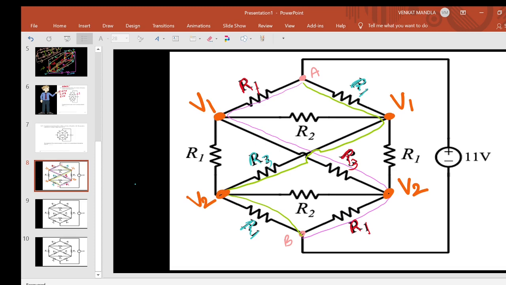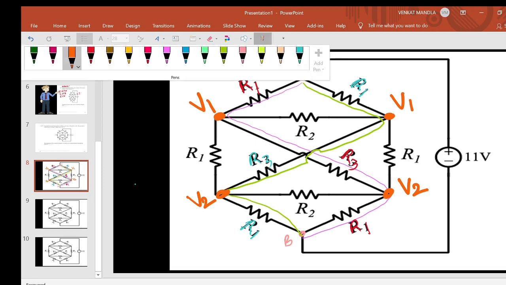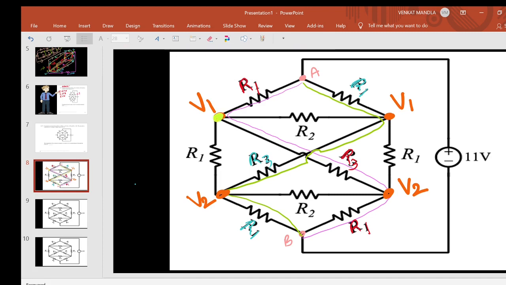Now, if you observe this circuit, here at this point we have V1 voltage, and here also we have V1, right? If potentials are equal at two points, then the current through the branch is zero. Here also we have V2, here also V2. These two voltages are the same, so the current through this branch is zero. So you can replace this R2 with an open circuit.